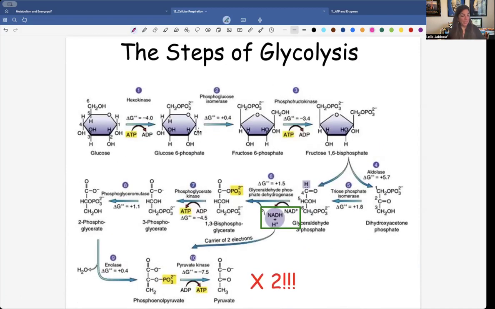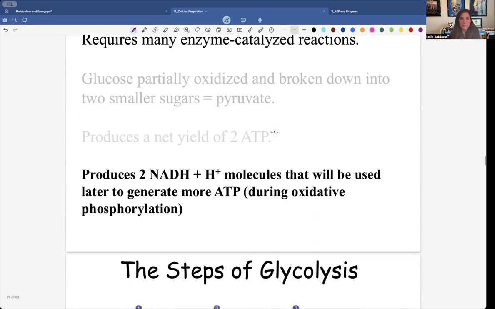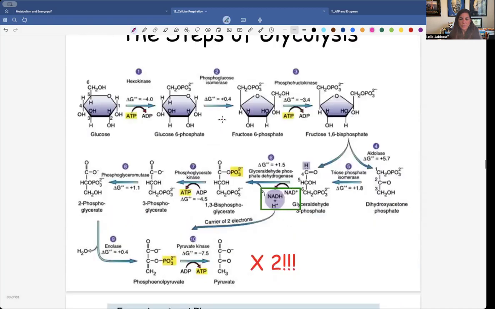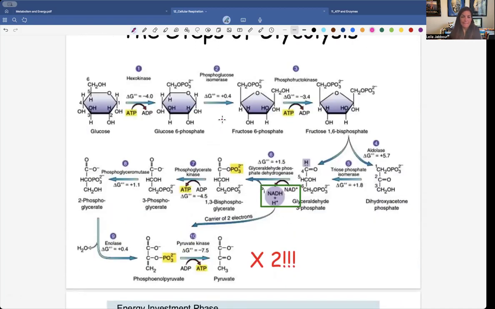So here are the steps again, if you were interested in seeing it again. So where are those NADH H+ produced? Let's see. They are where? How come it's not written here?